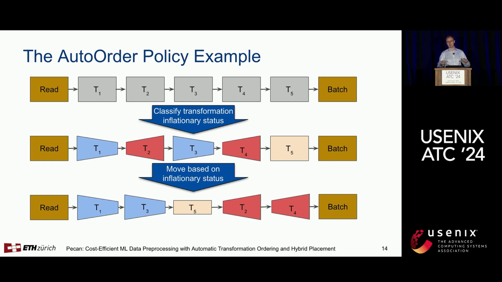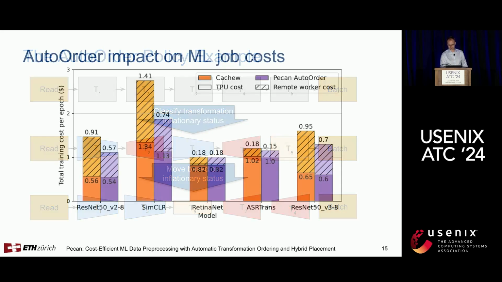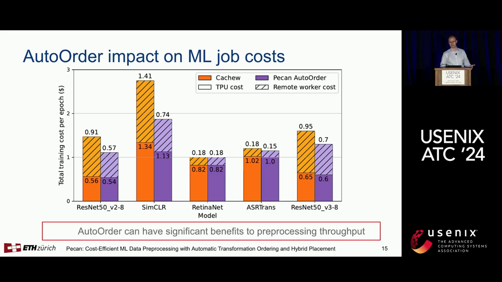And now you can see that T5 is computed on a much smaller volume size, which is much more computationally efficient. Now, just to note, our system does also support barriers. So if you as a user say that, for example, T3 must stay on its current position, you can set this as a hint, and our policy will respect this barrier and only reorder ops within a subsection of your pipeline. So how does this translate into cost savings?